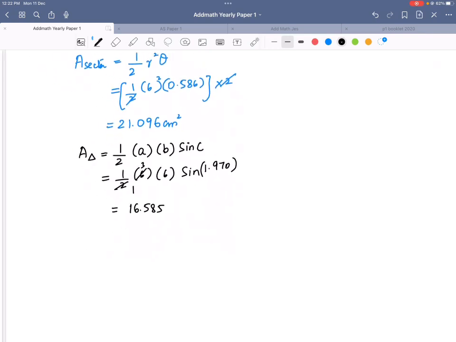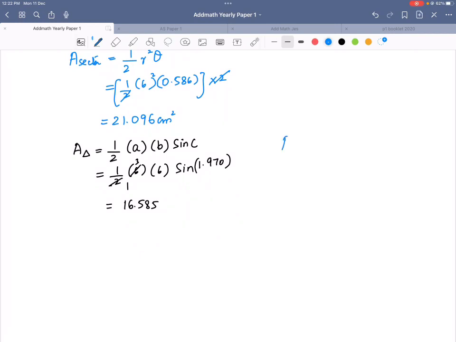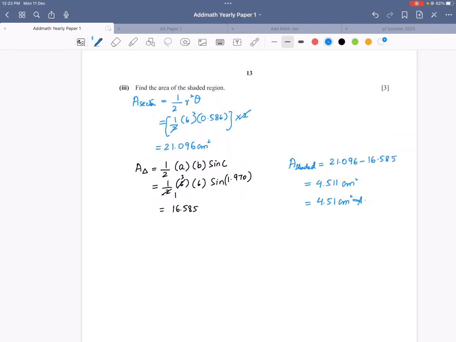16.585. Now we need to find the area of the shaded part. For the area of the shaded part, all I need to do is subtract 16.585 from 21.096. That gives me 4.511 centimeter square for the area of the shaded region, and we need to give the answer in 3 significant figures. So 4.51 centimeter square will be your final answer.